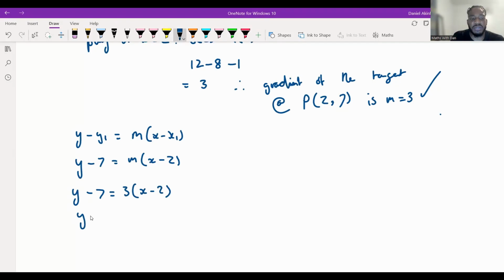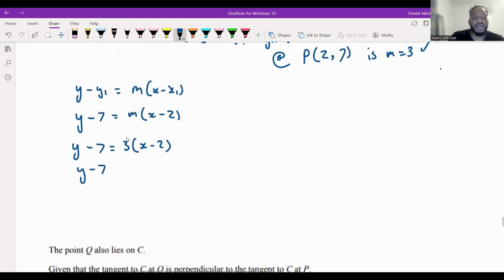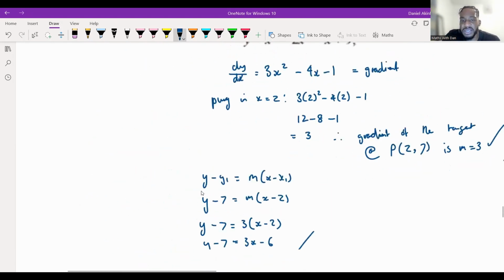And then therefore we expand, because remember the question asks us to give it in the form y equals mx plus c, right? So if y minus 7 is equal to 3x minus 6, and so therefore we have y is equal to 3x. And then if I add that 7 on, it's going to be y equals 3x plus 1. This is our answer here. Does that make sense, guys?